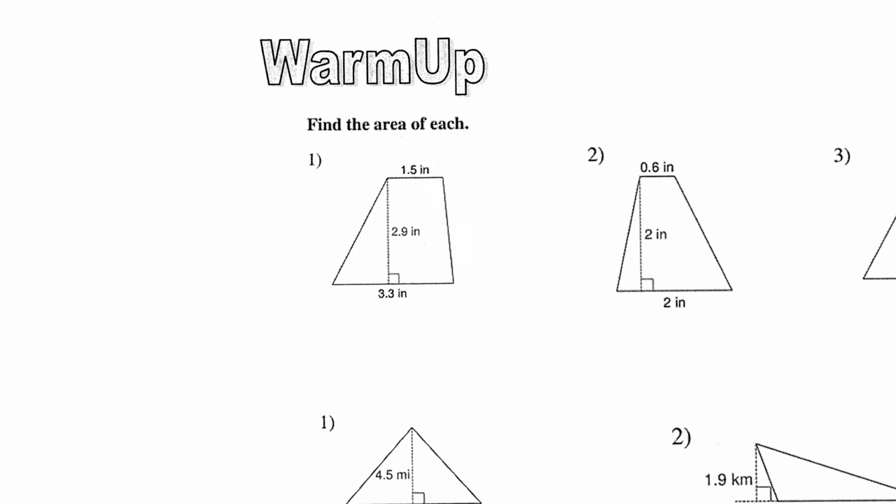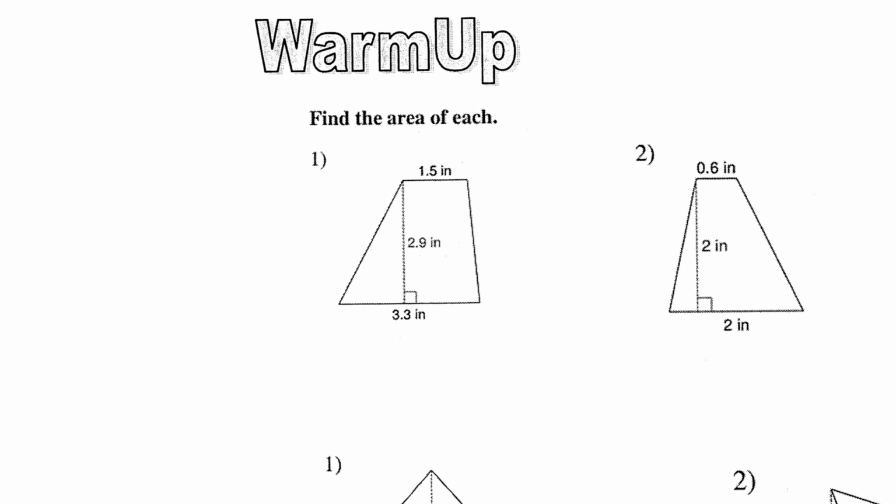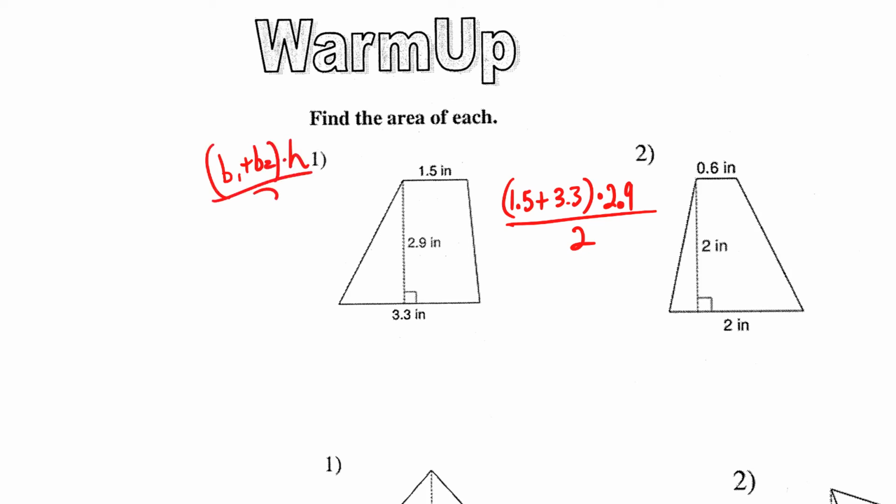Okay, so on a warm up, area of trapezoid. How are we gonna find the area of this? Area equals parentheses base 1 plus base 2 times height divided by 2. Good. So B1 plus B2 in parentheses times the height, all divided by 2.